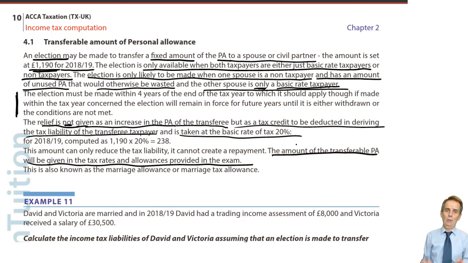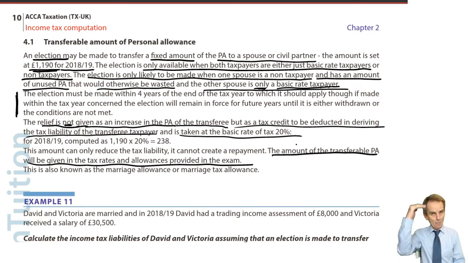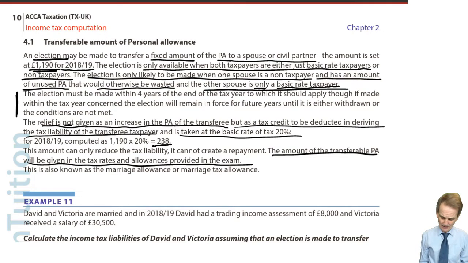So we do not increase the personal allowance of the transferee spouse. We do their normal income tax computation. They'll be a basic rate taxpayer. Their income, whatever its makeup, is going to be taxed at the relevant rates, given whether it's non-savings, savings, or, of course, dividend income. We will calculate that figure of tax and then reduce that tax by 20% of £1,190. And that, of course, gives us a figure of £238. So the transferee spouse gets a reduction in their tax liability of £238.